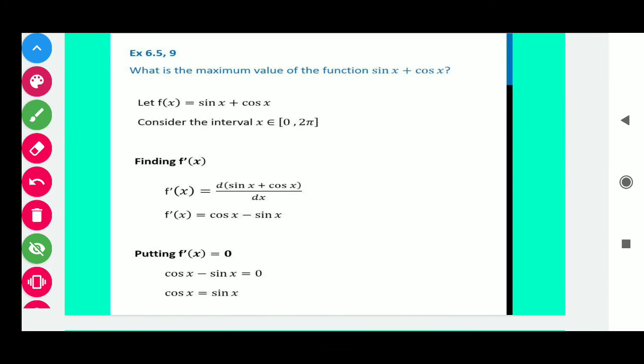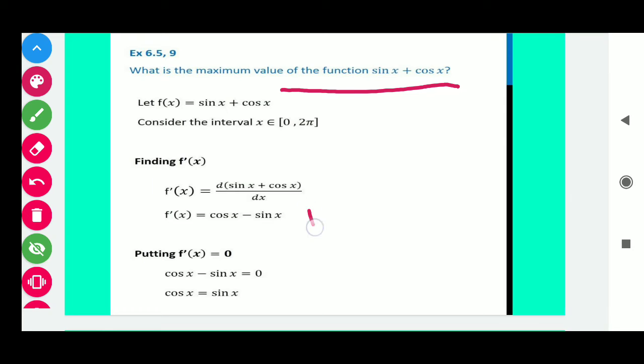What is the maximum value of the function sin x plus cos x? Students, this question is a little bit different from the previous one because here no interval is given. So let's start. Let f(x) equal sin x plus cos x, and consider the interval x belongs to 0 to 2π. Students, we take this complete interval: first, second, third, fourth quadrant.